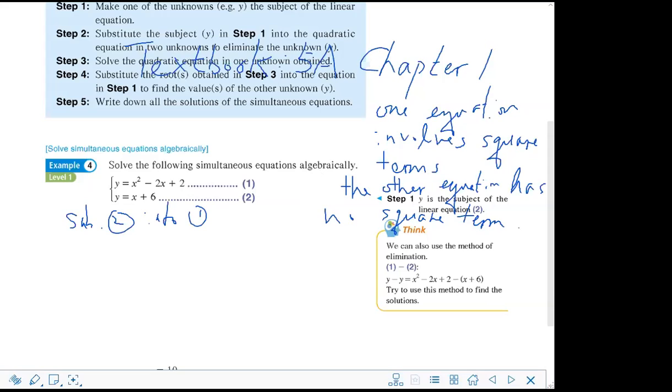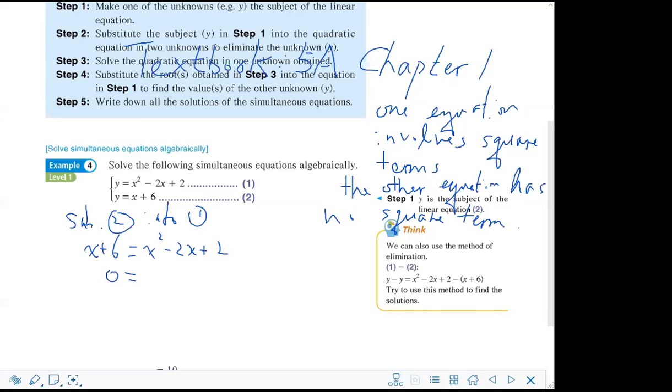So substitute equation 2 into equation 1. Equation 1 is y equals x squared minus 2x plus 2, but we do not write y anymore. We write x plus 6, and then it is equal to x squared minus 2x plus 2. Can you see that it is a simple quadratic equation in x? And then we move all the terms to one side. We want to keep the square term positive, so I will move all the terms to the right-hand side.